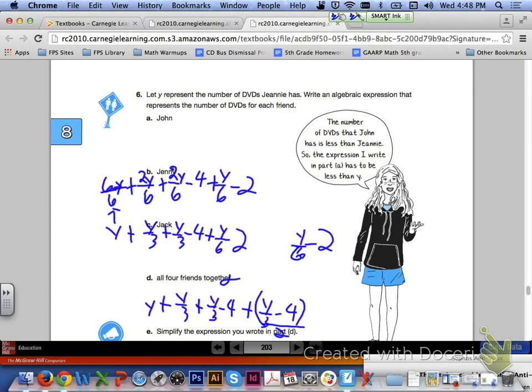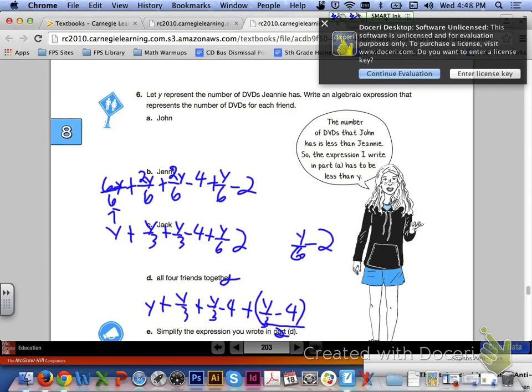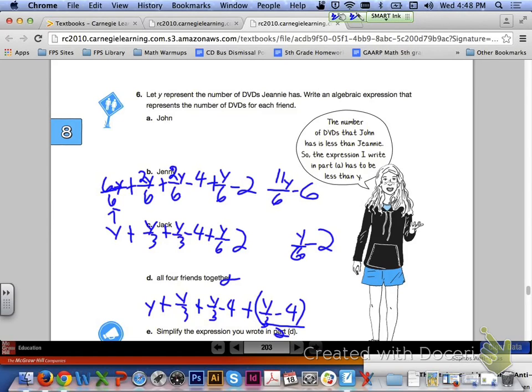So then you need to count up your Y's. You have 6, 8, 10, 11 Y's over 6 minus 6 total. Minus 4 minus 2, you're taking away 6 total.